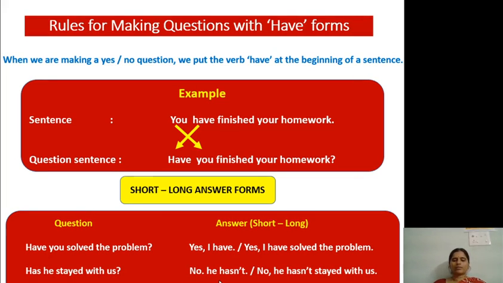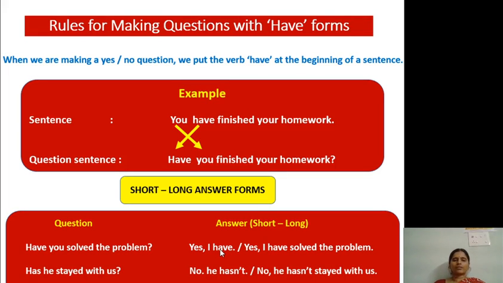No, he hasn't. Or we can say, no, he hasn't stayed with us. So when someone asks you a question using these have forms, the response also, we have to make use of the have forms. The same way for do forms and be forms also.